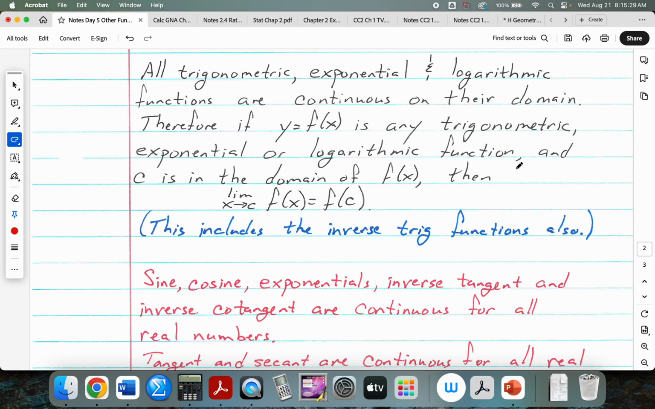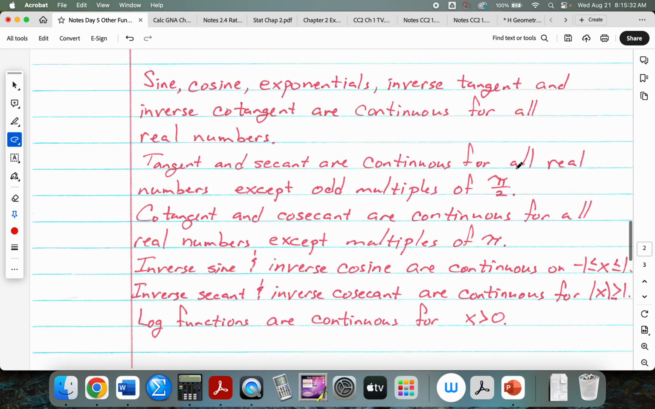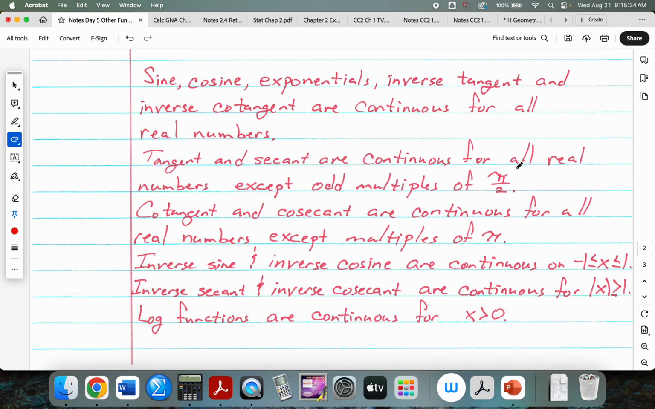Now, let's quickly talk about the domain of various functions that you may have forgotten. Sine, cosine, exponential functions, inverse tangent, and inverse cotangent. And you're like, I don't remember what inverse tangent or inverse cotangent looks like. I don't very well either, but they kind of look like, they're topped, bottom and top by negative pi over 2 and pi over 2 for tangent, and it goes through 0, 0. They're continuous for all real numbers.